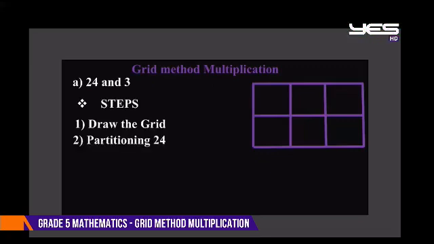Second step is to partition 24. So in 24 we have 2 tens and 4 units. Then we will write the number up there. Third step is to multiply. So we will put our multiplicand there, and then we will have to multiply 20 with 3 and 4 with 3 separately.